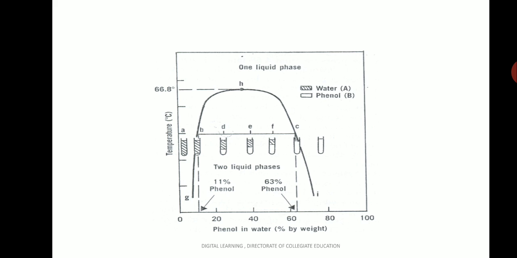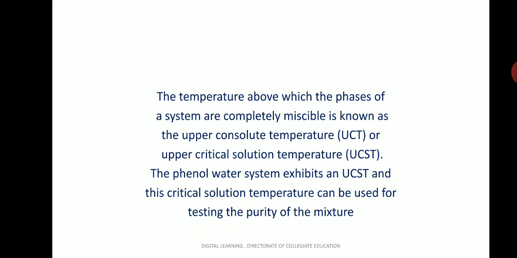For most solutes, the solubility is dependent on temperature. For many binary mixtures of immiscible liquids, miscibility increases with increase in temperature. That's what is shown on the screen. The temperature above which the phases of a system are completely miscible is known as the upper consolute temperature, UCST, or upper critical solution temperature.